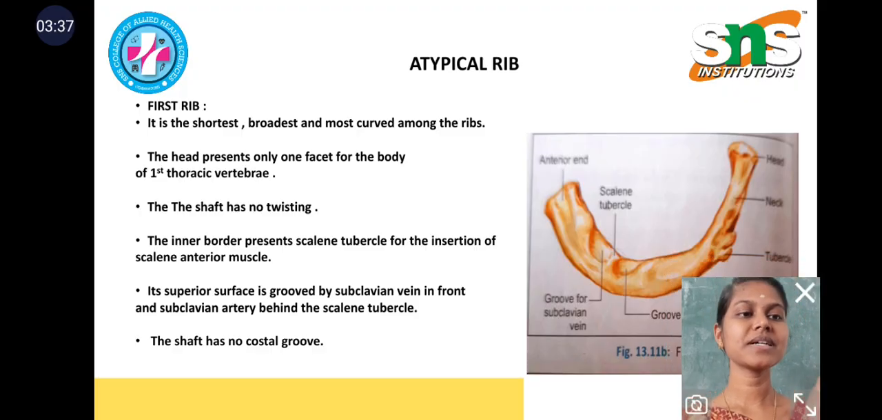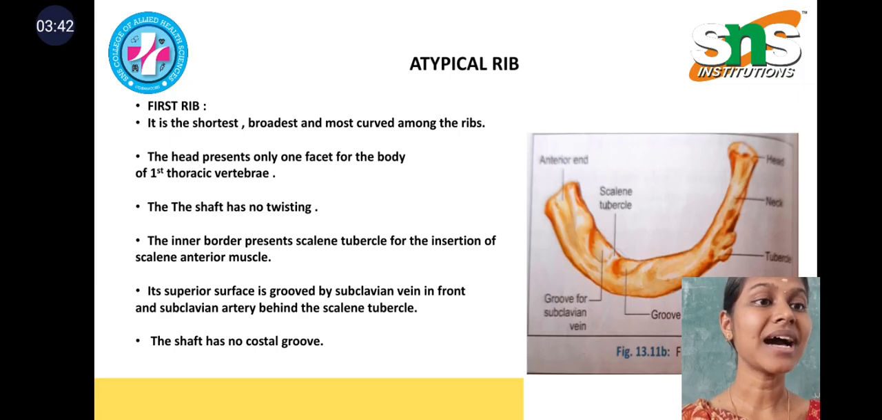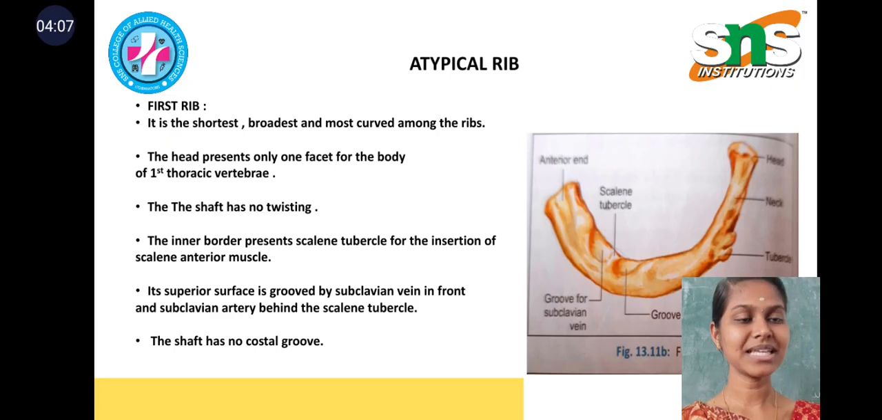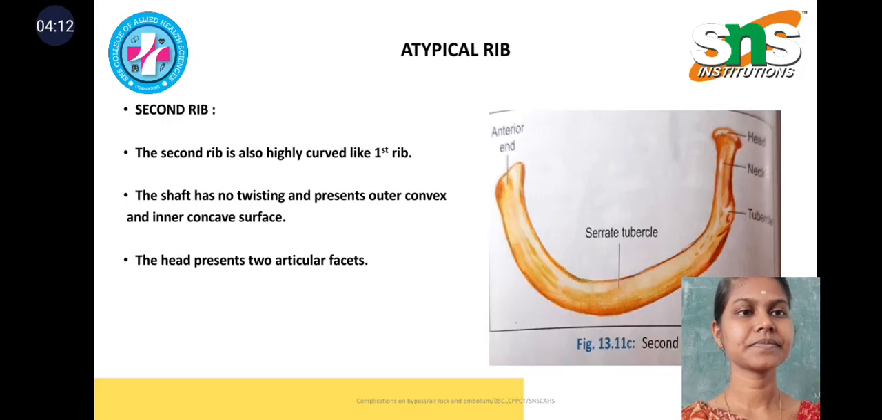Atypical ribs. The first, second, 11th and 12th ribs are known as atypical ribs. The first rib is highly curved in structure and it contains a single head, neck and tubercle. There is no twist in the shaft, and it contains 2 grooves for the running of the subclavian vein and subclavian artery. Between the 2 grooves, there is a tubercle known as the scalene tubercle, which helps in the attachment of the scalene muscles. The anterior end connects to the sternum.